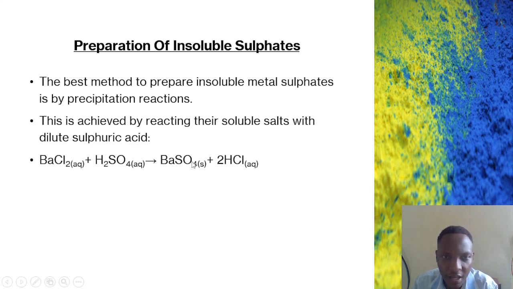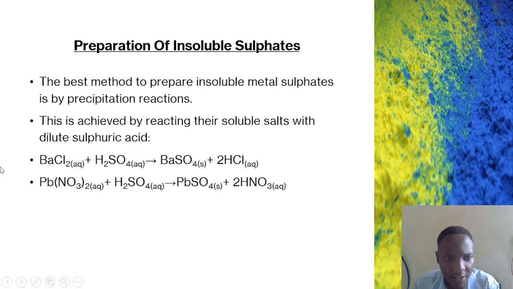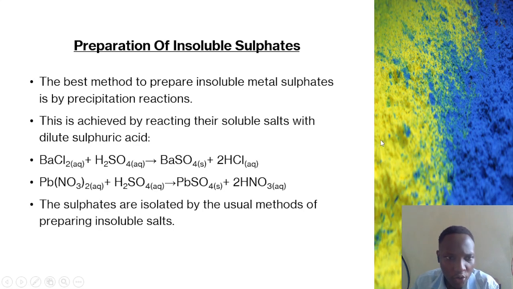The resulting barium sulfate is the insoluble sulfate. Now the other example, as you can see: lead nitrate plus dilute sulfuric acid leads to lead sulfate plus nitric acid. Also, the sulfates are isolated by the usual methods of preparing insoluble salts.